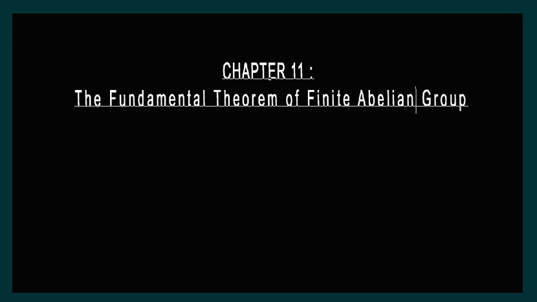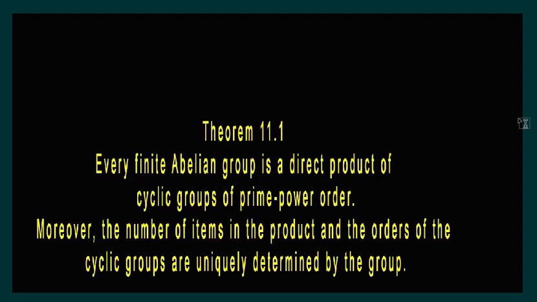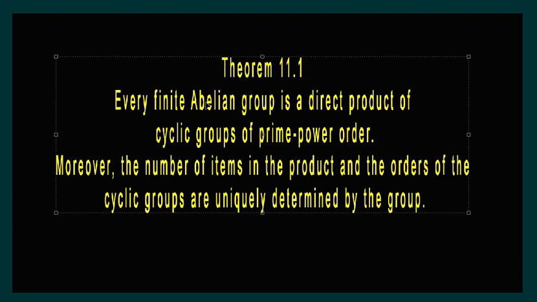Okay, so let's dig deeper with this theorem. It says that every finite abelian group is a direct product of cyclic groups of prime power order. Moreover, the number of items in the product and the orders of these cyclic groups are uniquely determined by the group. So let's first break it down into two parts for a clearer understanding.